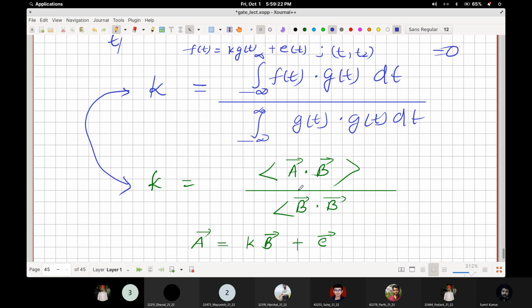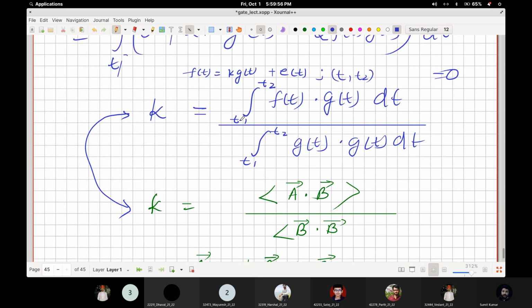Do they look similar, or is there some difference there? Sir, they are similar. So this term here... I keep on making mistakes. This is integration between T1 to T2, because our signal is defined between T1 and T2 only. You see that this A dot B, the term in the numerator, whatever term is here in the numerator must be ft dot gt, isn't it?